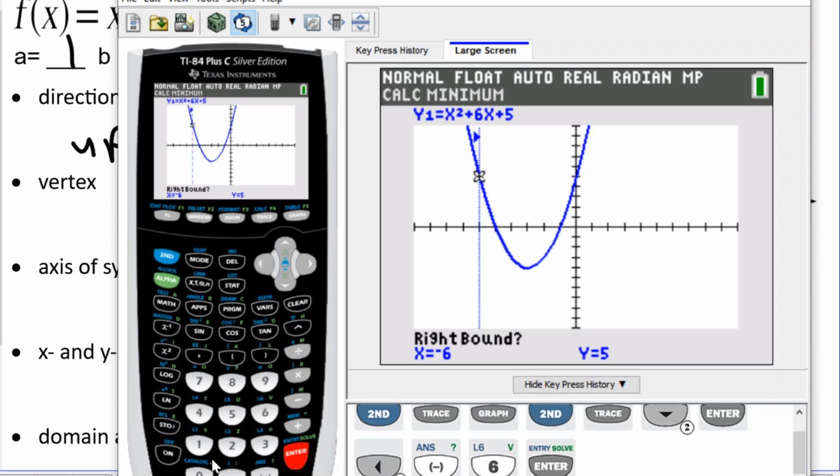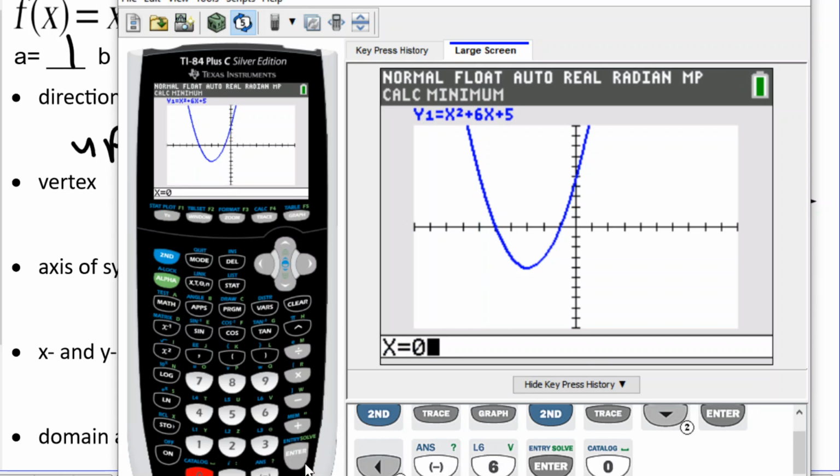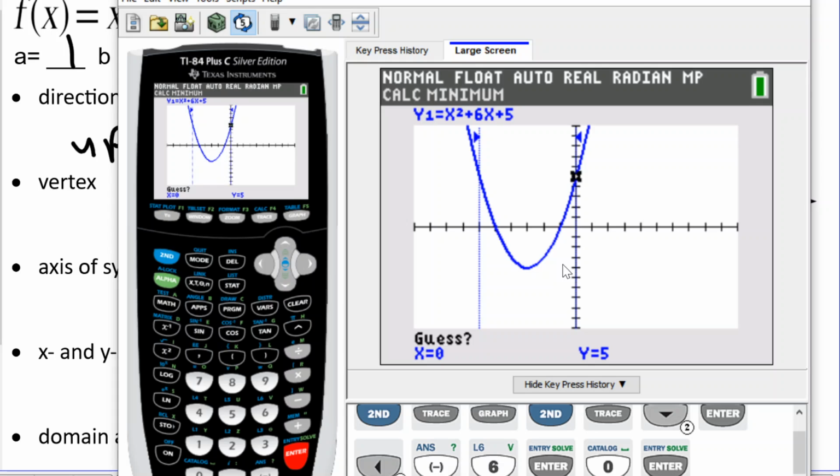It says right bound now. Well, 0 is to the right of my vertex. You can use the arrows, or you can type in any numbers as long as they're left and right of this vertex. And then guess, if you're unsure, you can select near it, but your calculator should be able to do the work for you.